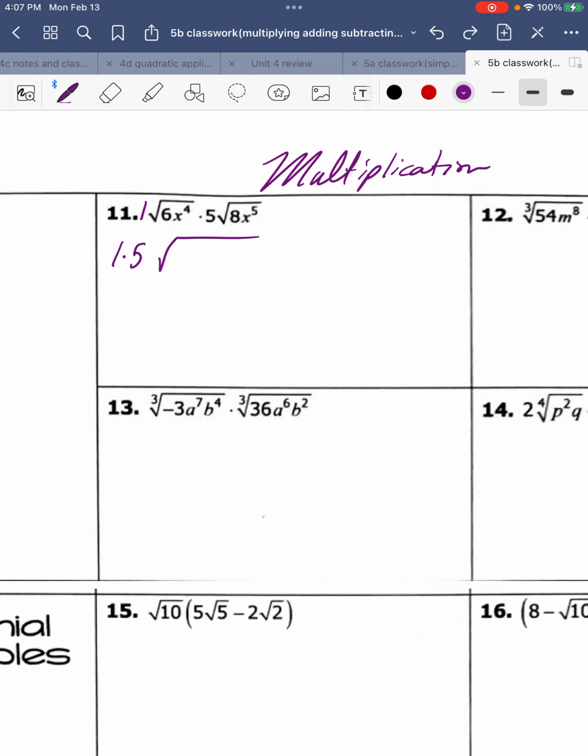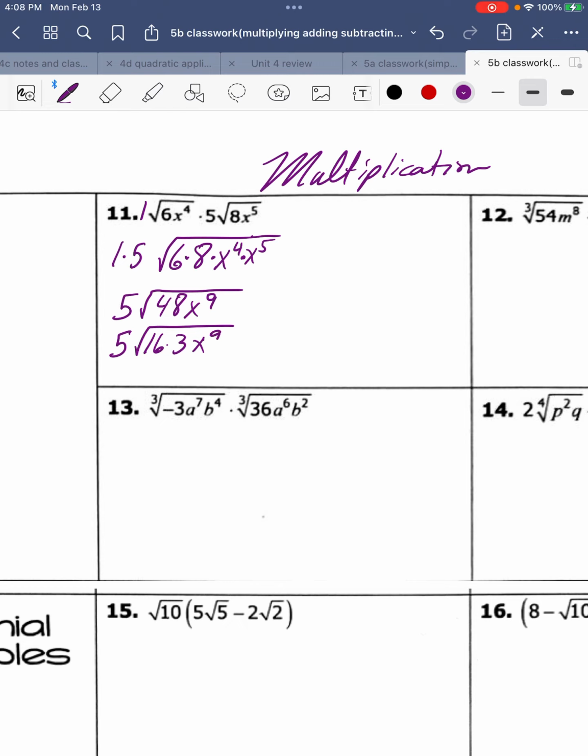Let me actually write this out. So 6 times 8, and then x to the fourth times x to the fifth. And 1 times 5 on the outside is 5. 6 times 8 is 48. X to the fourth times x to the fifth is x to the ninth. Square root of 48 simplifies. So once you multiply, you always look to simplify.